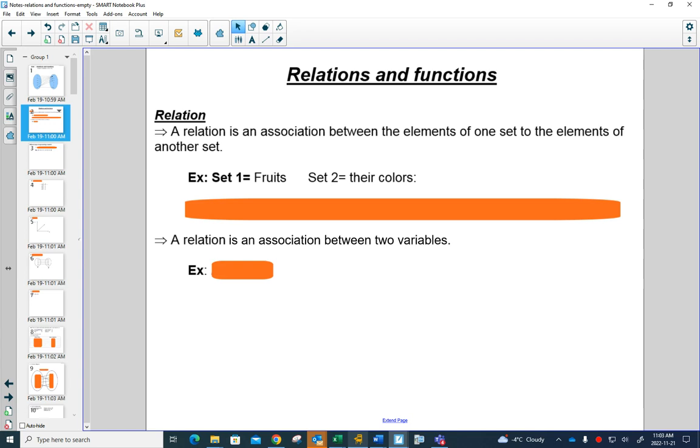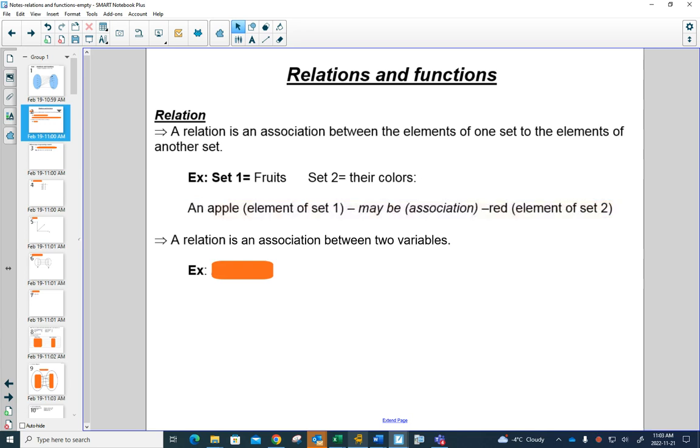You could have a relation that's just words. What's the relationship? Well, an apple could be associated with red. It also could be associated with green. Are there other colors that apples could go with? Yellow, right? A really old apple, brown, maybe? So this is just an idea. You're making a connection between two things. Most of the ones we're going to be doing are going to be involving numbers. This isn't a unit where we just write words down, but it gives an example.